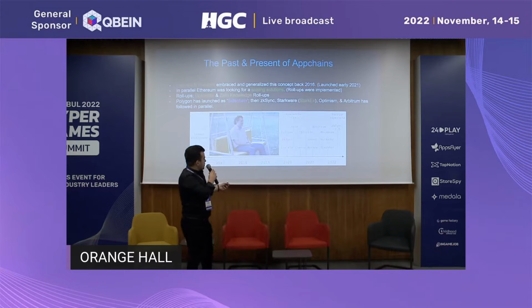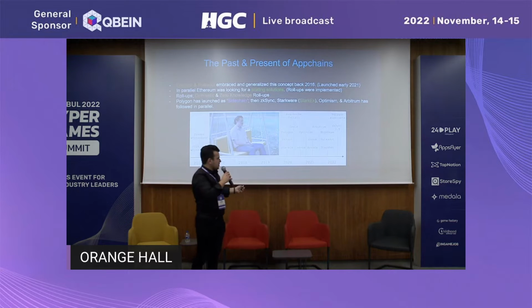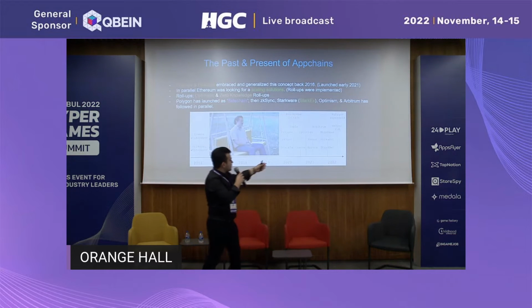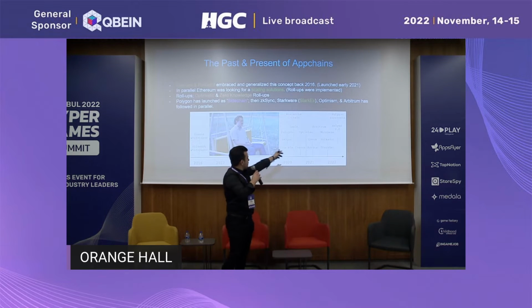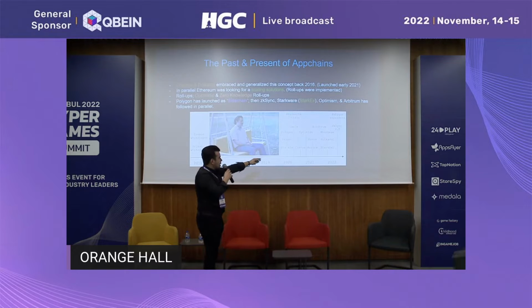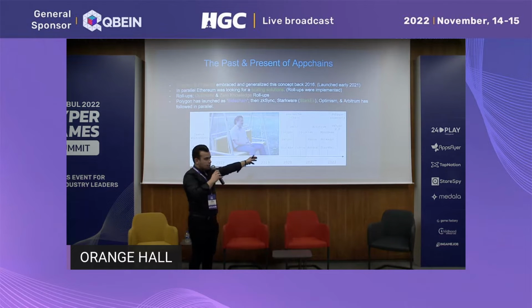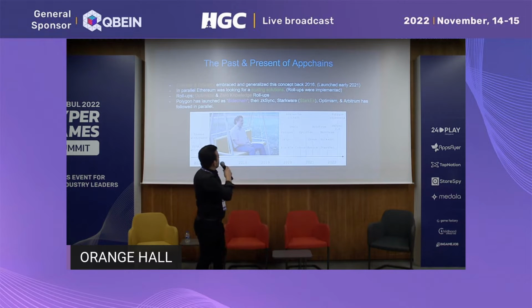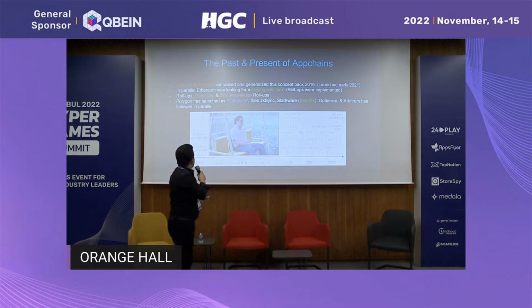It took until late 2020 and early 2021 to fix these issues. Still they are developing ZK Sync, Arbitrum, Optimism. As we know, they are the rollups, optimistic rollups and zero knowledge rollups. I talked about that.